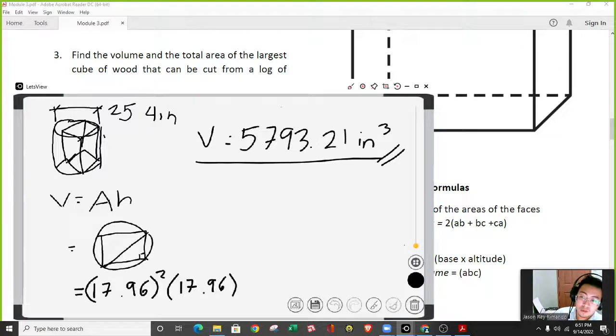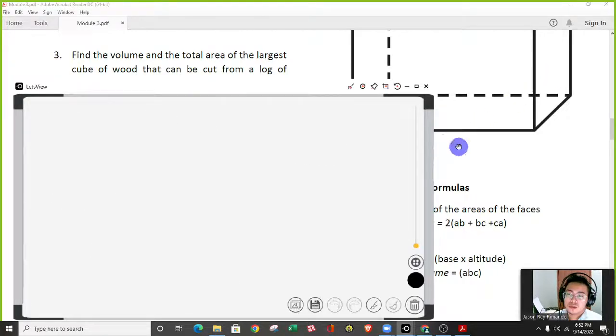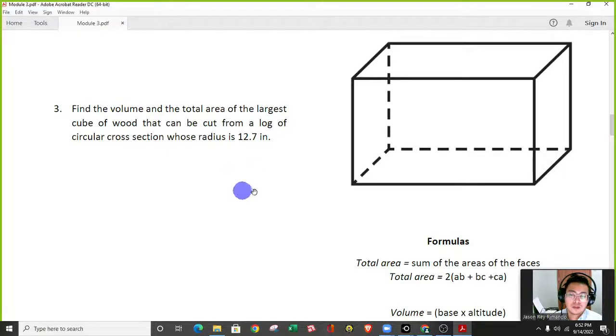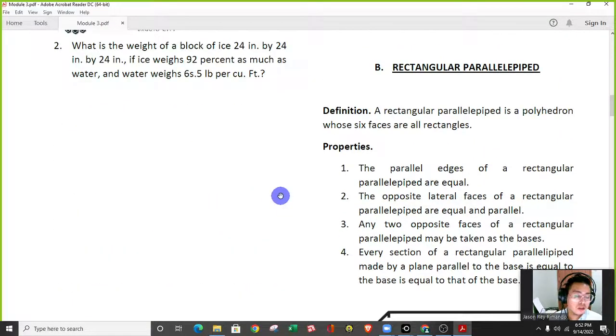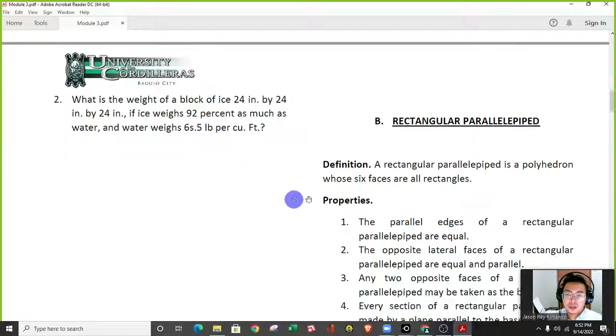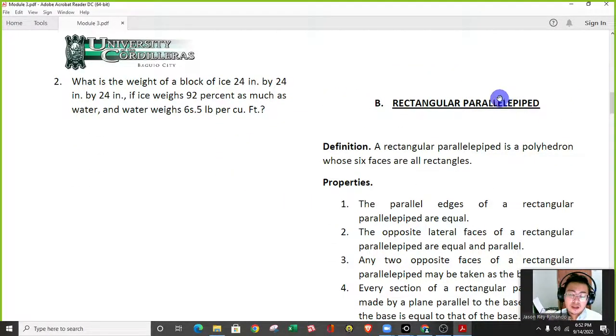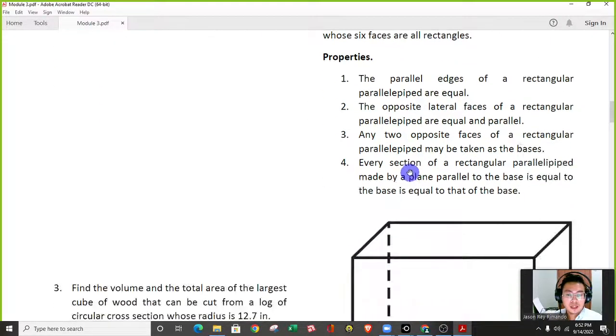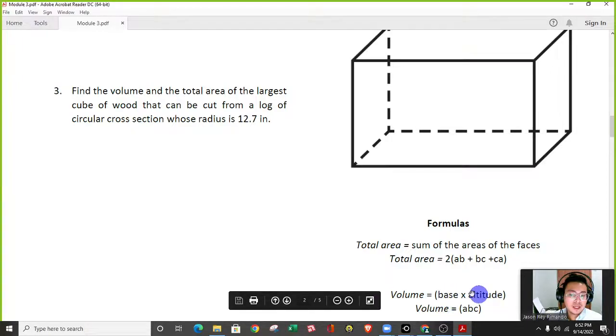By the way, kapag magsosolve tayo, we will be using 2 decimal places. Para pare-parehas kayo. Okay, so that is computation of a cube. Volume is equals to your area multiplied by height. Next is a rectangular parallelepiped, or same din lang to. Same din, base times height, or your area multiplied by your height.